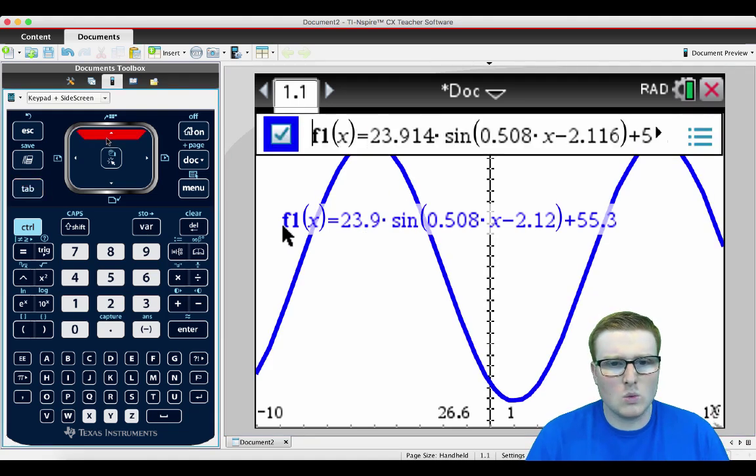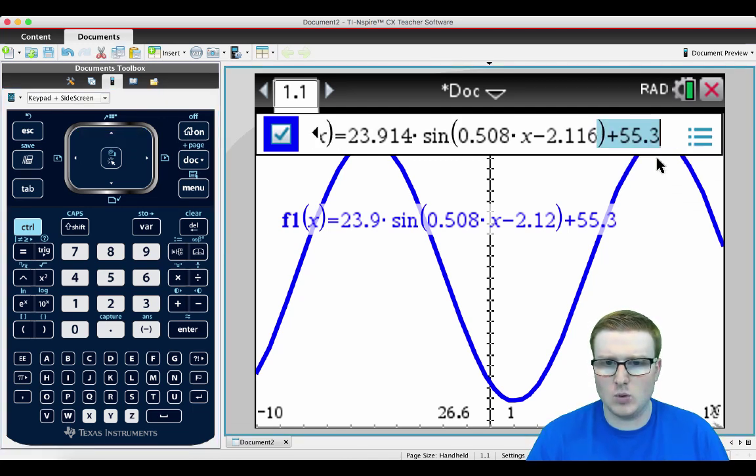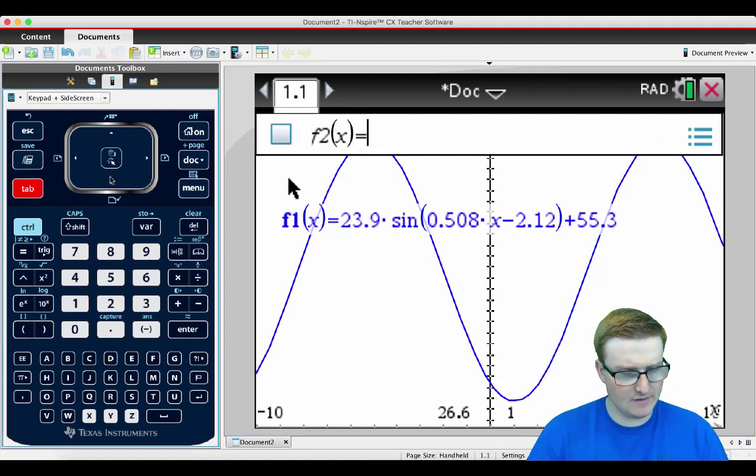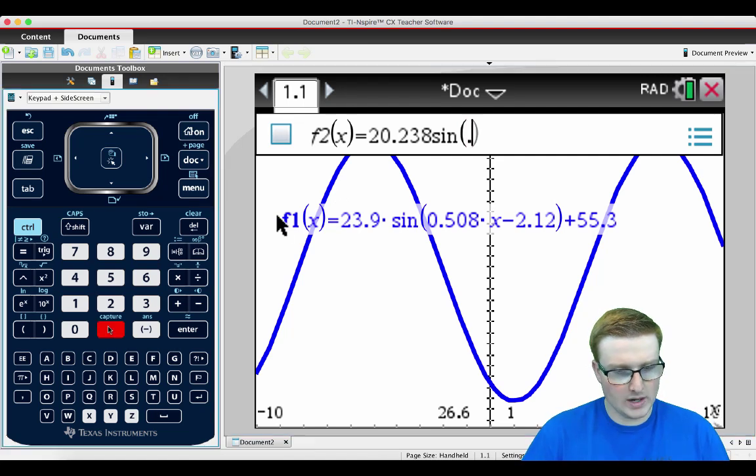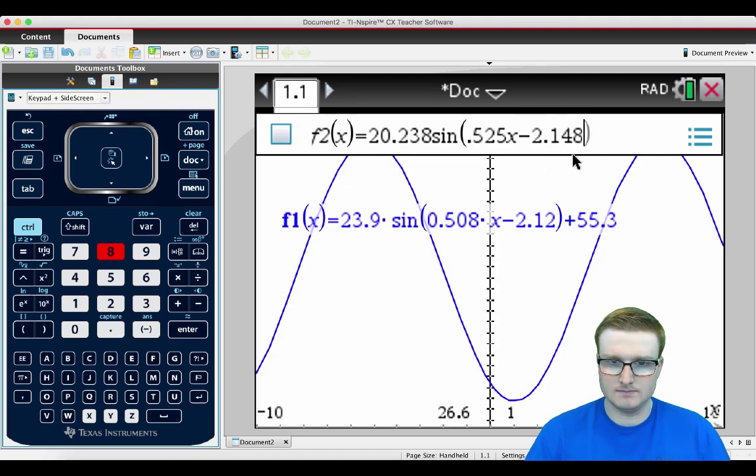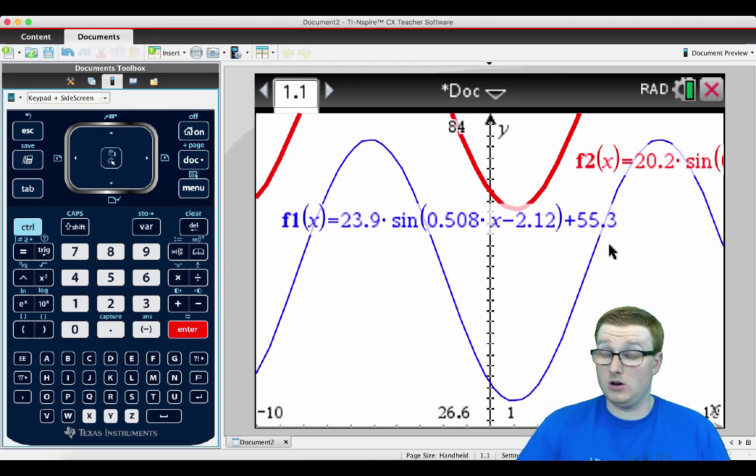23.914 sine of 0.508x minus 2.116 plus 55. Okay, good. That's fine. All right, f of 2 is 20.238 sine of 0.525x minus 2.148. Okay. Oh, geez, that took a while.